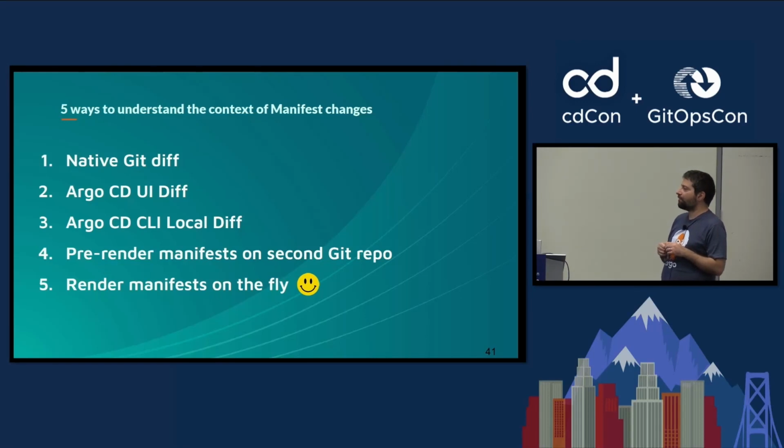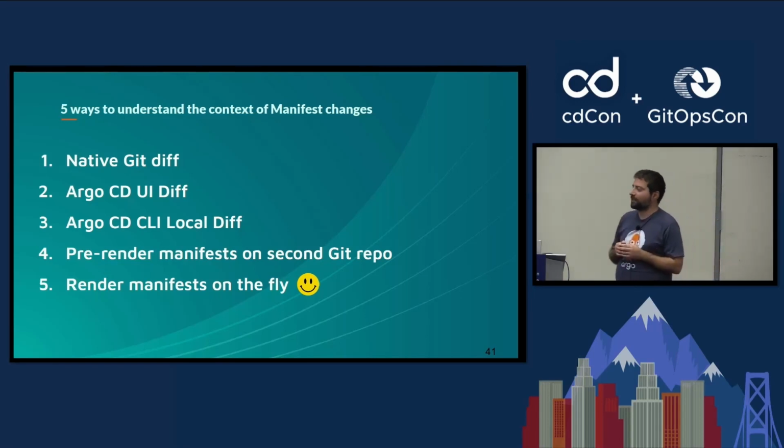You can pre-render manifests and place them on a second Git repo. This is a solution that works, but it's super complex if you ask me, and you need to explain to people what is happening behind the scenes and how they should use it. And my personal recommendation: you render the manifests on the fly, and you attach them as a comment on the pull request.